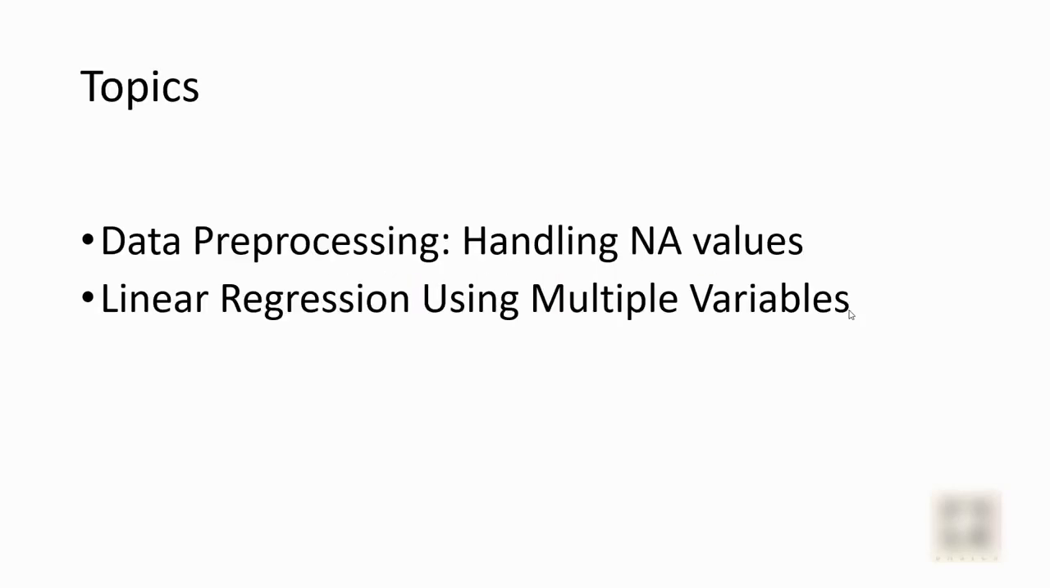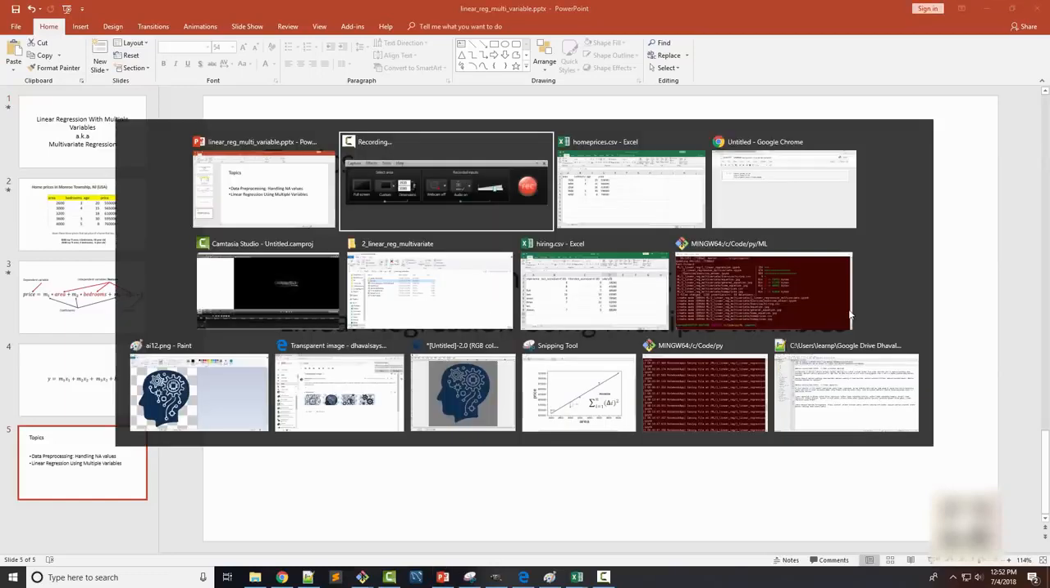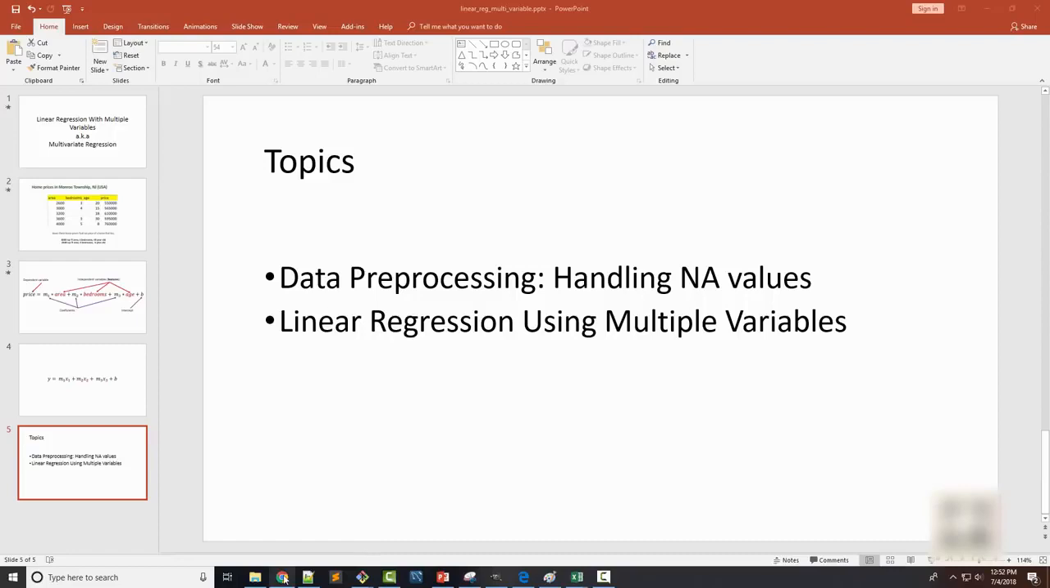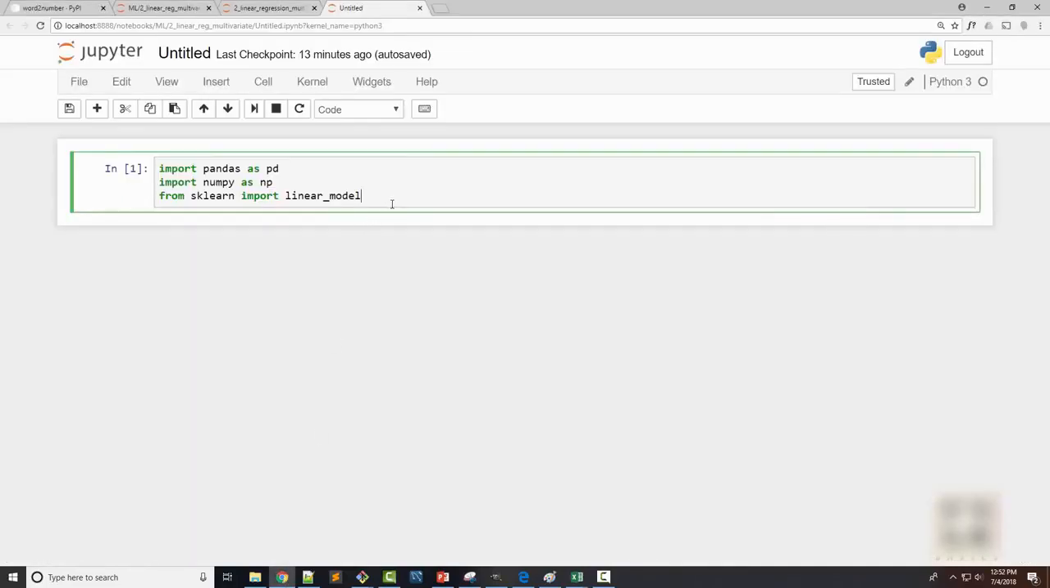Now the topics that we are going to cover during this tutorial: first we'll look into how to handle that missing data point, and then we'll build a model in Python code. All right, now let's go back to our Jupyter notebook. Jupyter notebook is something I'm using to write my code. You can use PyCharm or any other IDE of your choice.